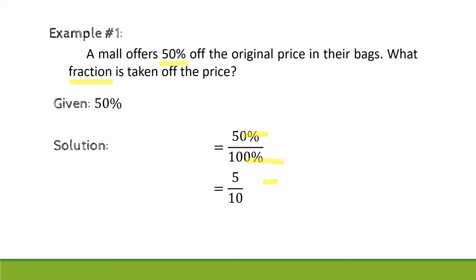Sa ating given, ang GCF nila ay 5. Kapag mayroon ng GCF, ay i-divide lamang sa numerator at sa denominator. Therefore, 5 divided by 5 is 1 and 10 divided by 5 is 2. Ang final answer ay 1/2, the fraction taken off the price.